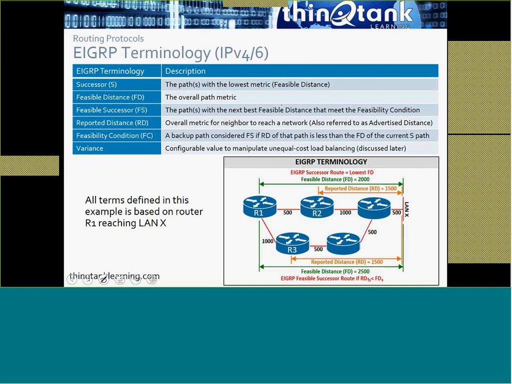When you look at your routing table and you see the brackets, the first number in the brackets is administrative distance. Guess what the second number is? Feasible distance. All right?